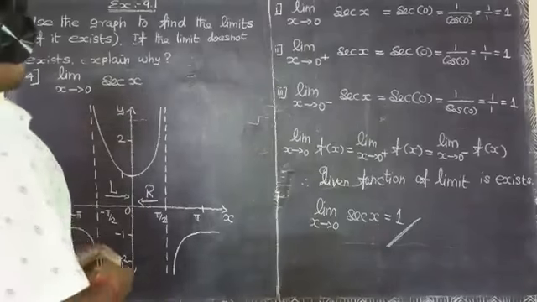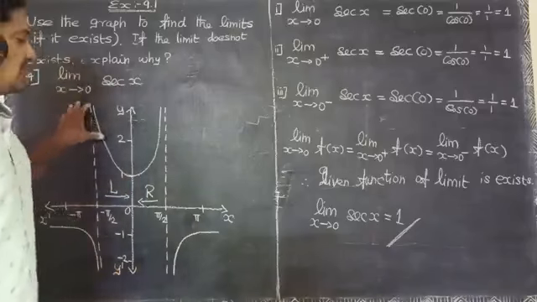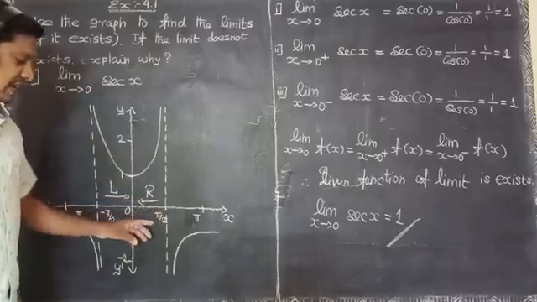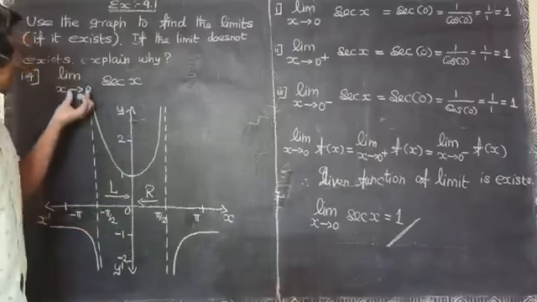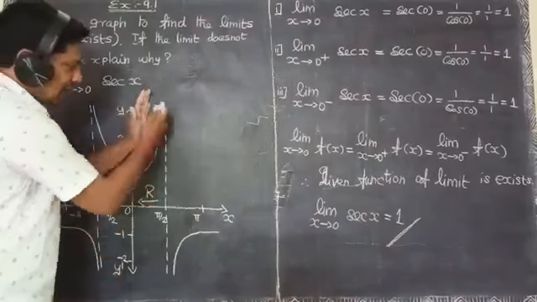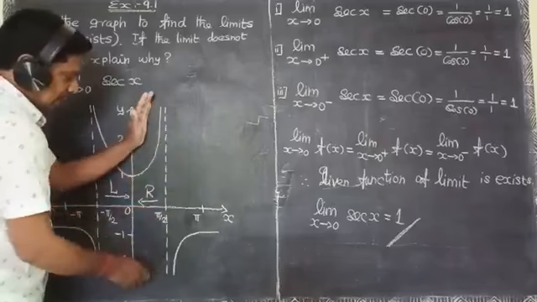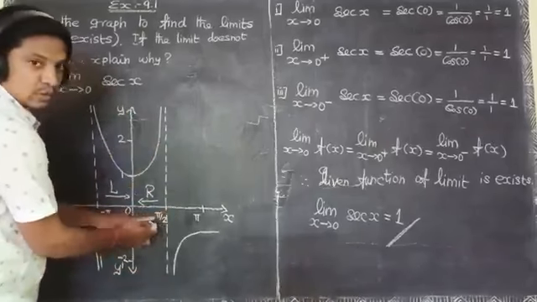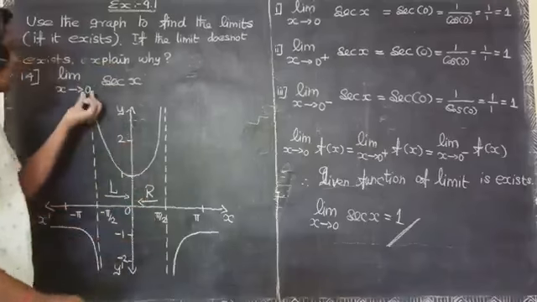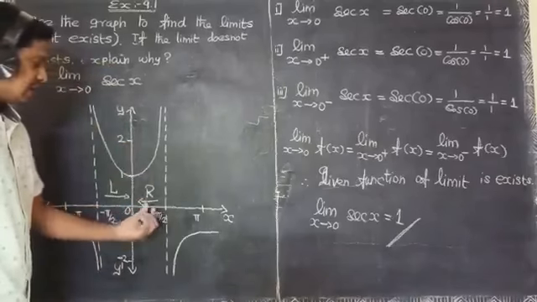Suppose they are asking in the same figure about x approaches pi by 2. Assume that x approaches pi by 2, the curve breaks up. The curve breaks up at x equal to pi by 2. Therefore the given function limit does not exist at x equal to pi by 2.